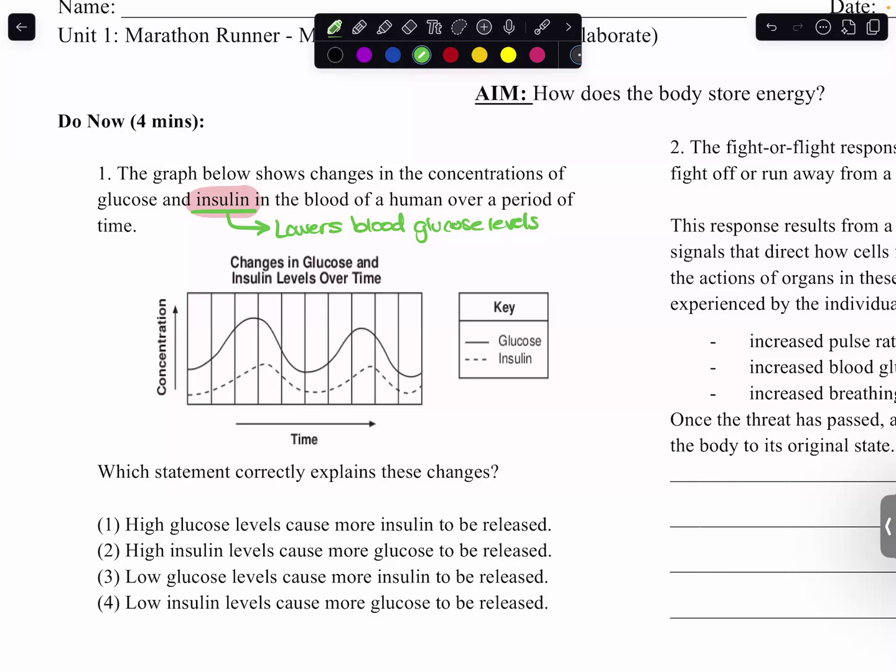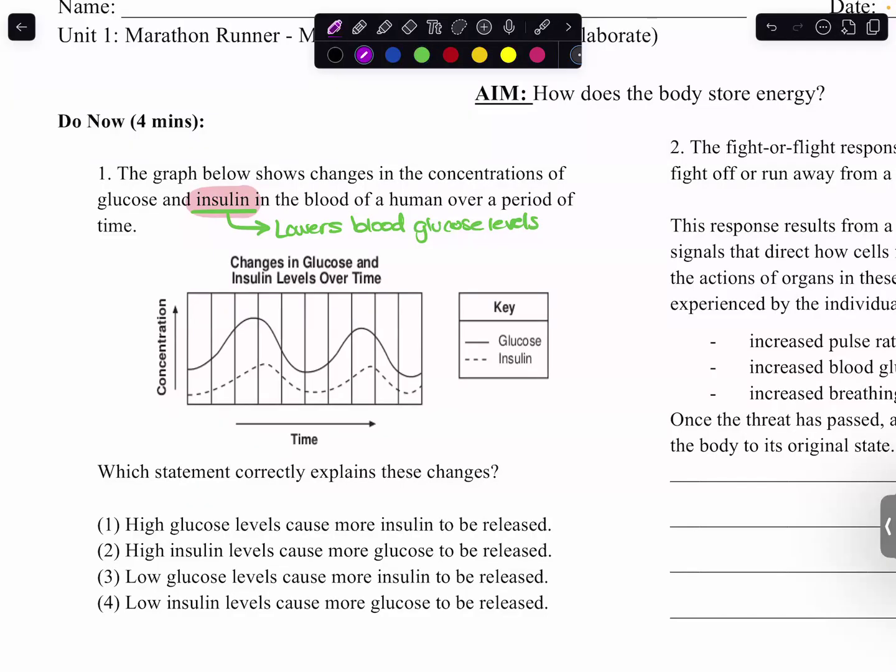Okay. All right, let's take a look at the graph. So it says, which statement correctly explains these changes, right? So on the graph, the solid line we see is glucose and the dotted line is insulin. And we see that when glucose goes up, the amount of insulin goes up. When glucose goes down, the amount of insulin goes down. So which statement correctly explains these changes?